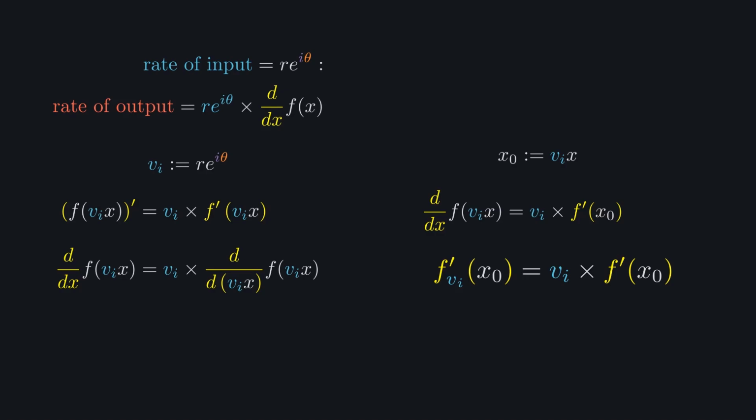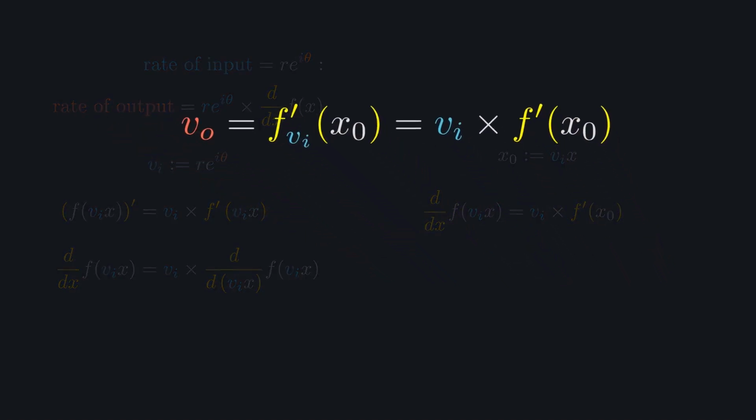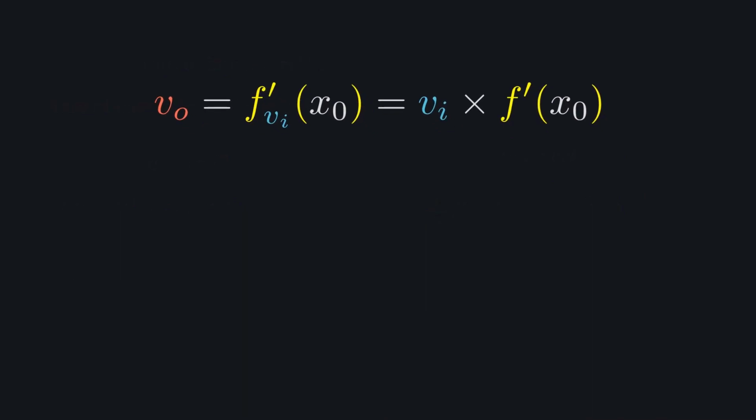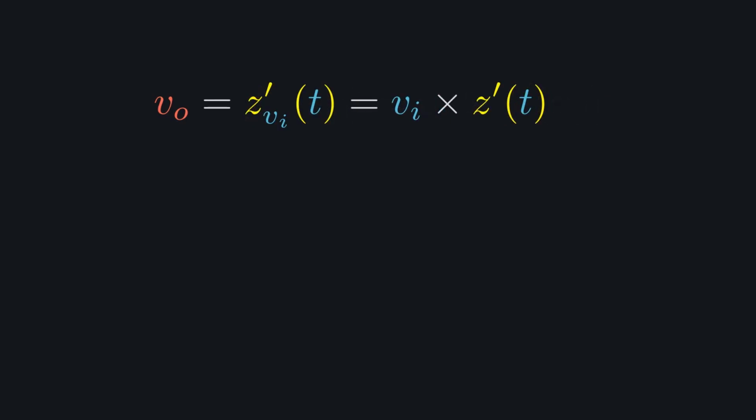To top it off, let's also give the rate of output a variable with a fitting name, v sub O, and set the expression equal to it. Once we're here, we can rename the variables in this expression to anything we want, as long as we do it everywhere. So let's do it to match the way we express the parametric function describing the butterfly. So we've gone a really long way around to just restate that a derivative is a ratio between the rate of change in output and the rate of change in input.